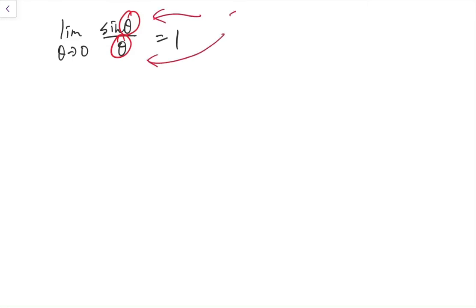Now, just to give you some important notes of this session. One very important skill is, first, limit theta tends to 0. This is 1. The most important point is these two must be the same. Put 3 stars, it's very important.